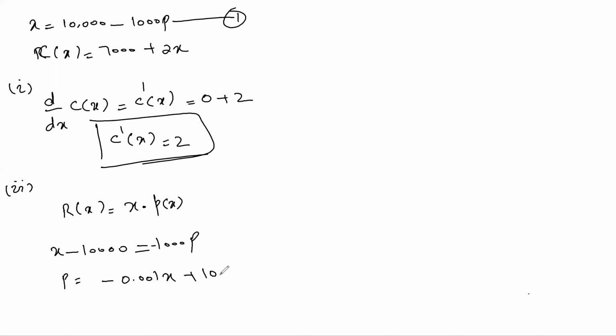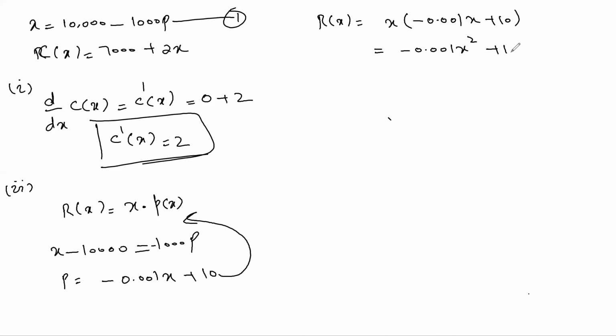So we substitute this p function into the revenue function. Our revenue function will become x times minus 0.001x plus 10. So it is minus 0.001x square plus 10x. That is our revenue function.